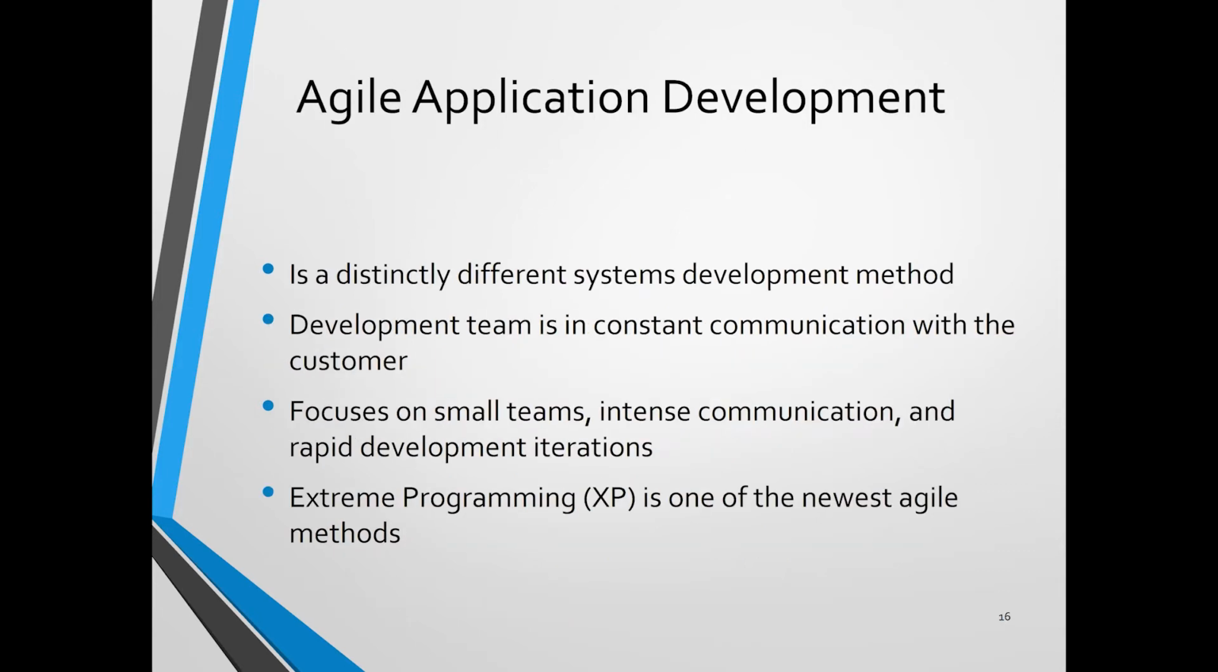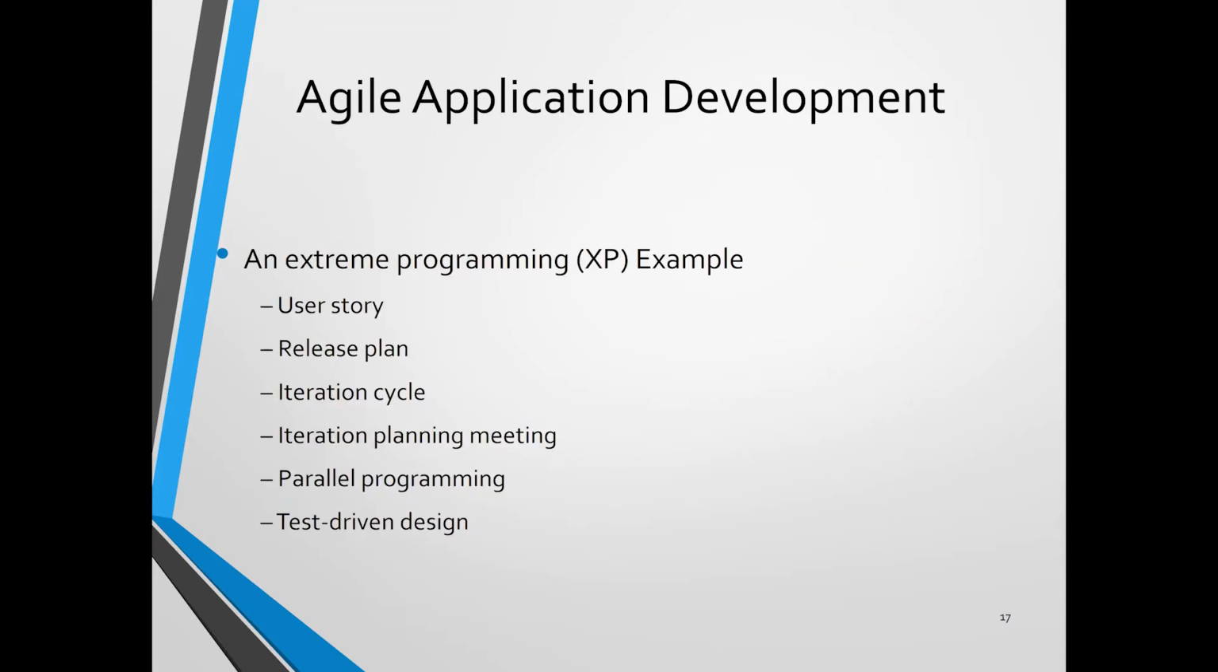After that, we talk about agile application development. The newest agile method that we can use is extreme programming, where we use things like user story, release plan, iteration cycle, iteration planning meeting, parallel programming, and test-driven design. You can see that we have to work heavily together with the programmers, system analysts, and users. And we do this iteratively.